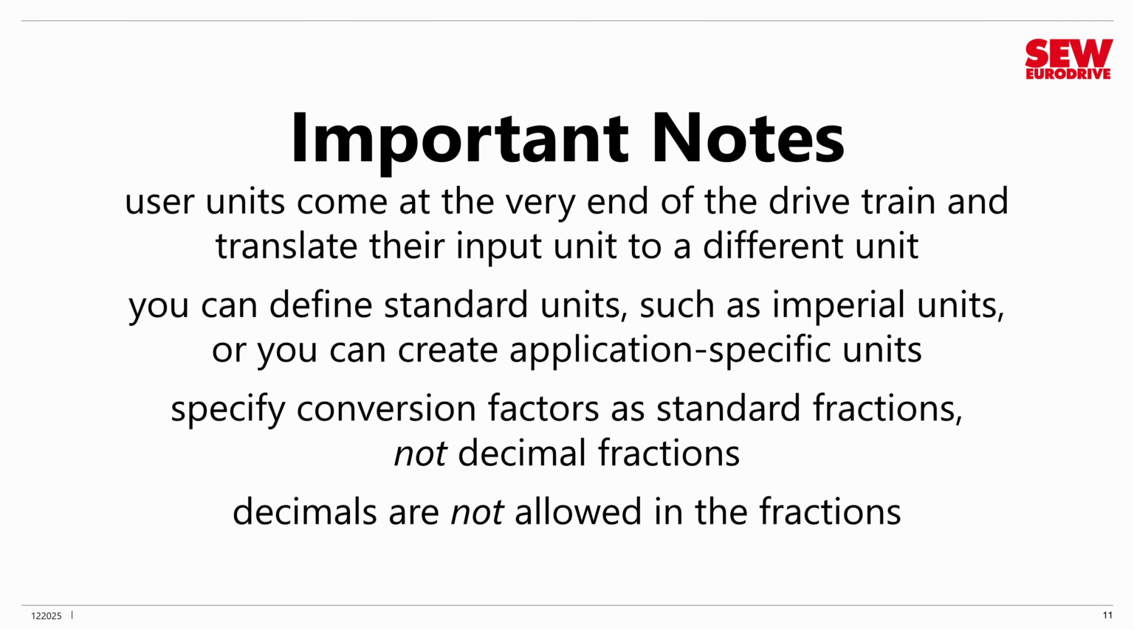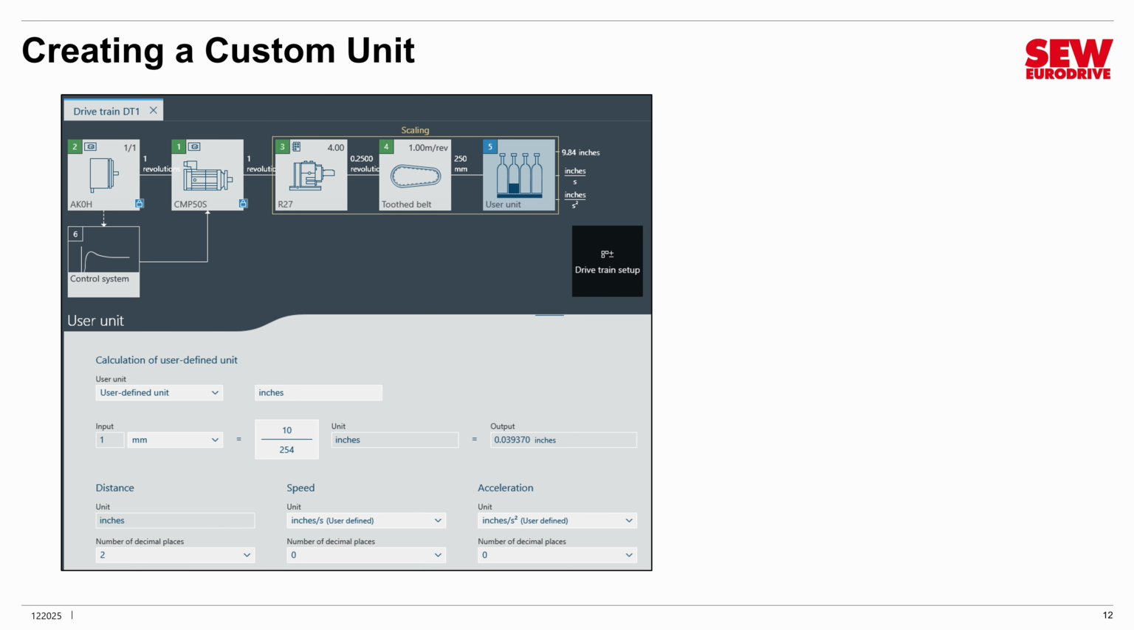And finally, if you want to have a user positioning unit, you incorporate it at the very end of the drivetrain. Now you can define standard units, such as inches or feet, or you can create application-specific units. All you have to do is specify a conversion factor. But there is one important rule. You may not enter the conversion factor as a decimal fraction. It must be entered as a conventional standard fraction. In other words, one with a numerator and denominator. That's very important. Let's see how we set up a custom unit.